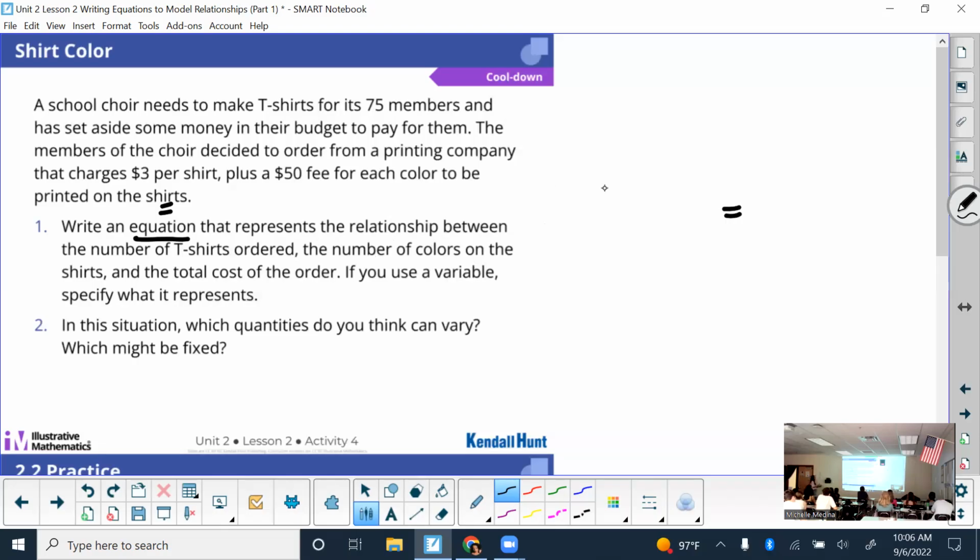75. What do we do with that 75? It represents the members, times what? So we're buying t-shirts. Do we know how much each t-shirt costs? $3. So if I have 75 members and I know each shirt will be $3, what operation is that?